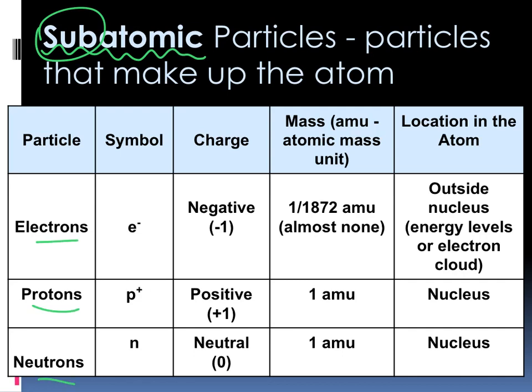Protons have a positive charge, neutrons have a neutral charge, electrons are negative. And then in this mass column, what I really just want you to get is that protons and neutrons both equal 1 atomic mass unit, or 1 unit, and electrons are almost nothing, extremely small. They are found in the energy levels, whereas both the protons and the neutrons are found in the nucleus.